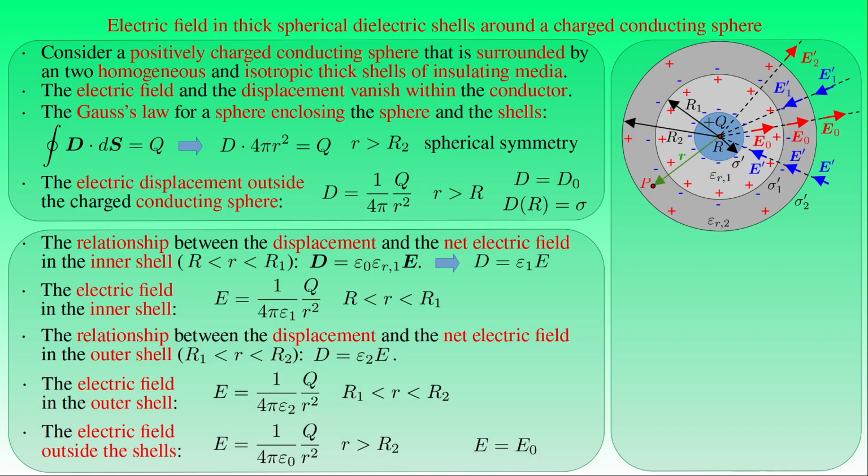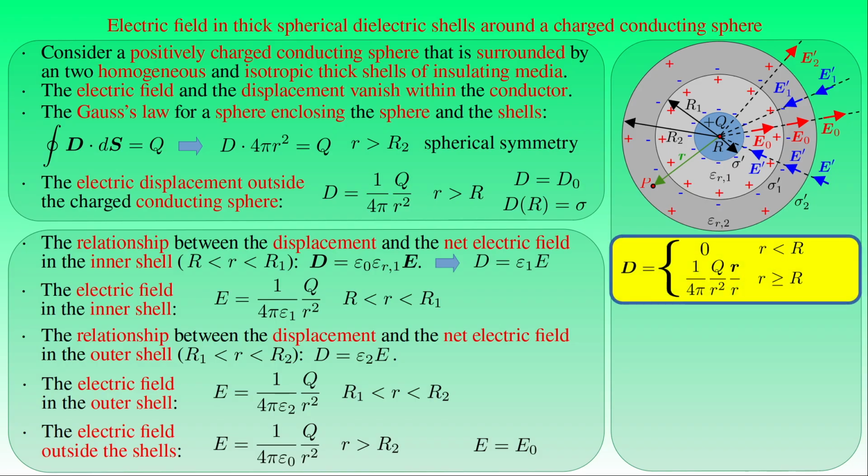Here we show the field of the electric displacement D for the whole space that is produced by the conducting sphere of radius R carrying the positive charge Q. As already mentioned, the field vanishes inside the conducting sphere. Outside the sphere it is a spherically symmetric field pointing outward with the magnitude inversely proportional to the square of the distance from the center of the conducting sphere. Its direction at any point P is determined by the position vector r of the point with respect to the center. The dielectric shells have no role for the displacement field around the charged sphere whatsoever.